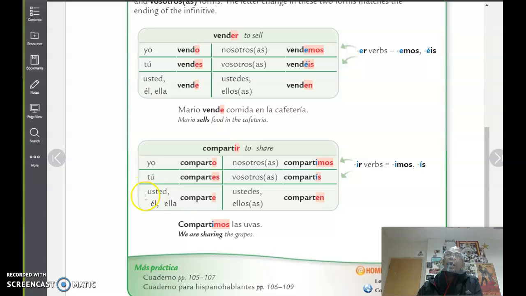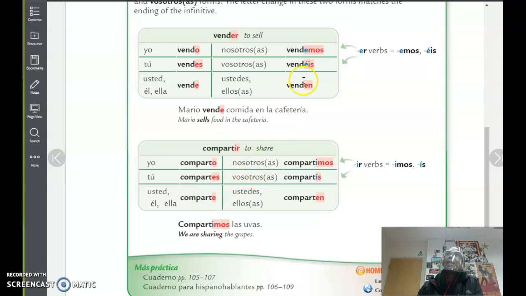Usted, él and ella, he, you formally, and she share. You get rid of the IR here, ending E. He shares. She shares. You, using the formal form, share.